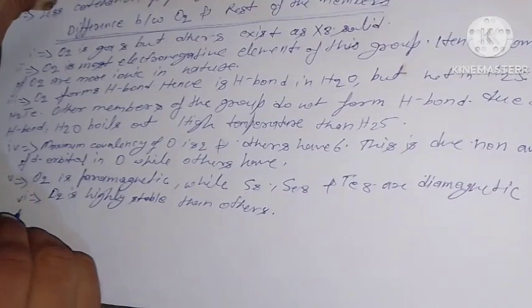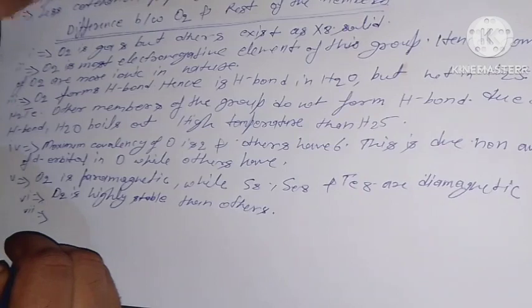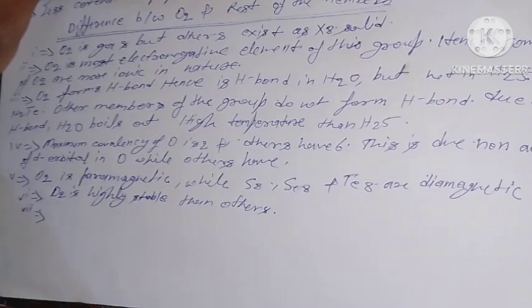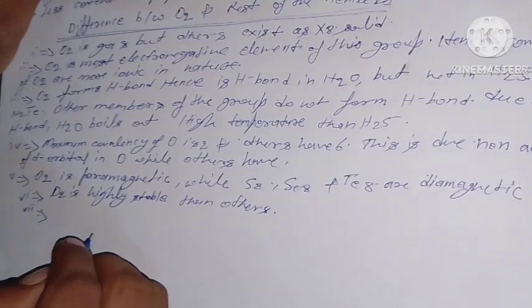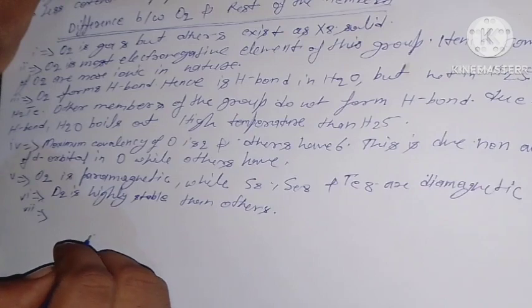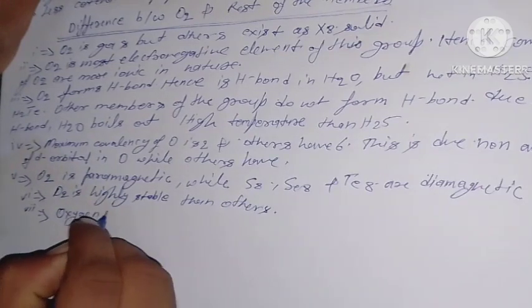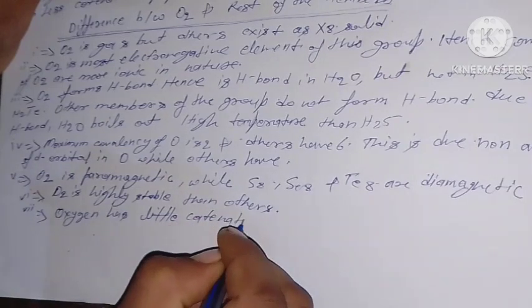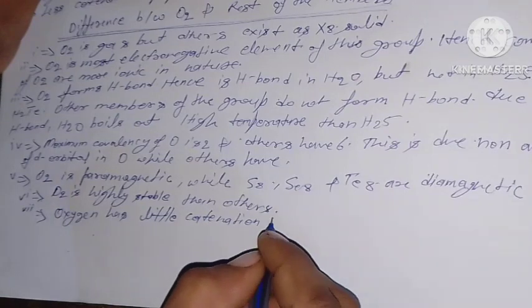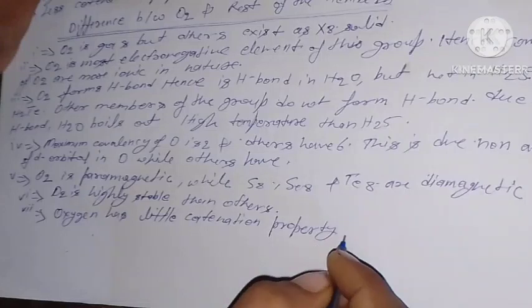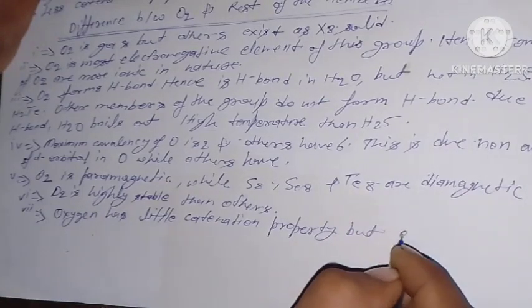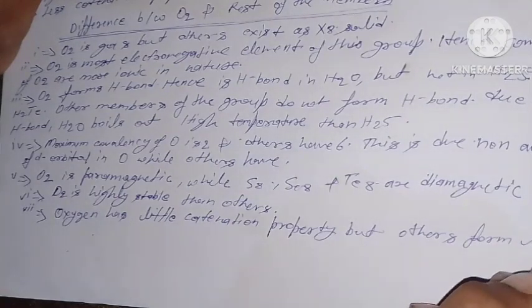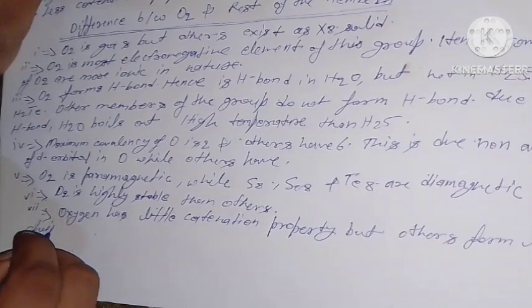Okay, 8th point. Oxygen has little catenation property, but others form long chains.